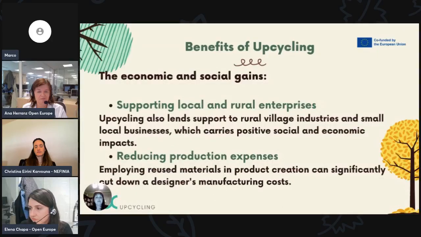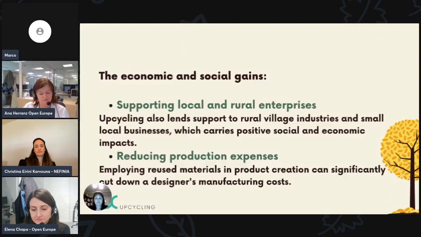There are also economic and social gains. First of all, supporting local and rural enterprises. Upcycling also lends support to rural village industries and small local businesses, which carries positive social and economic impacts. The second gain is reducing production expenses. Employing reused materials in product creation can significantly cut down a designer's manufacturing costs.